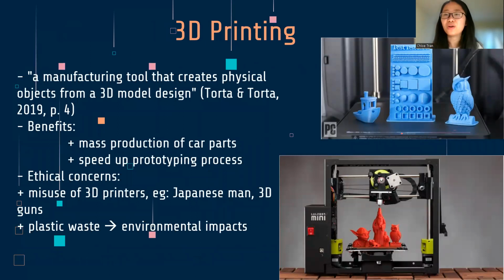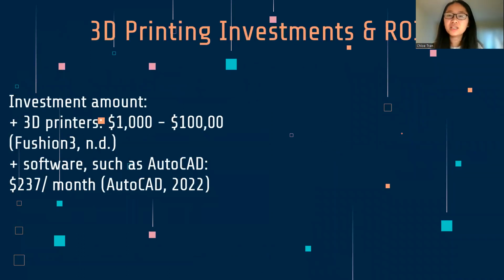Or 3D printing. 3D printing is not only for producing 3D objects for fun. Now 3D printing can be used in mass production of car parts, like the Ford brand, or to speed up the prototyping process. To join the 3D printing trend, the company of course needs to buy a 3D printer. The price of the printer varies a lot depending on the function of the printer and the material needed to use in the printer.